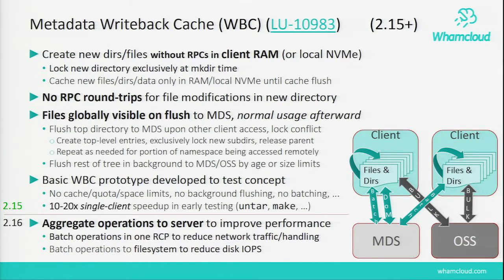We've had a prototype of the writeback cache for a year or more. In initial testing, we got like 10 to 20 times improvement for the single client workload. Untar and make, building a kernel tree, was quite good. There's a number of improvements that need to be made before it can go into production. It has to have memory limits. It has to be integrated with quota and things like that. And so it's scheduled for a release a year from now, but it's already started being worked on now.